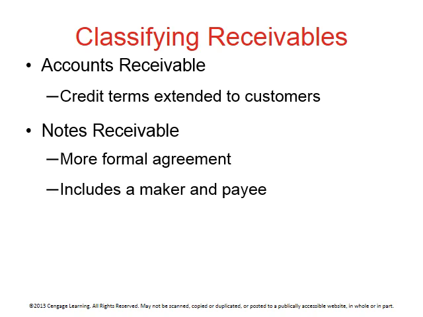A note receivable is a more formal agreement. It includes a maker and a payee. So that would be a car loan or a mortgage on your house. It's a formal agreement. It's a long legal agreement. And the two parties, the maker and the payee. The payee is the one who's owed the money, and the maker is the one that makes the loan.